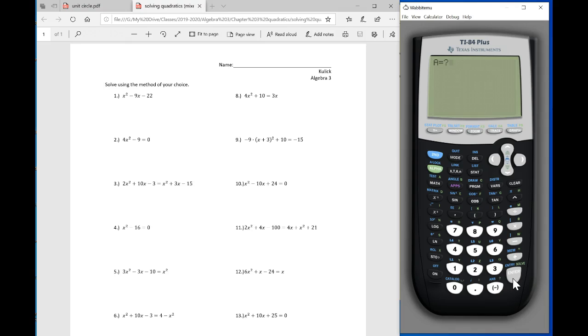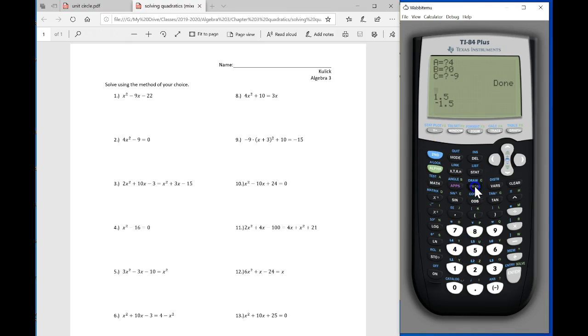So, if you go find your program in your program menu, you press enter, and then press enter again to execute the program. It should then say A with a question mark. So for number 2, for example, if I type in 4 as my value for A, 0 as my value for B, and -9 as my value for C, I press enter, and it spits out my answers, which are 1.5 and -1.5. Pretty sweet, right?